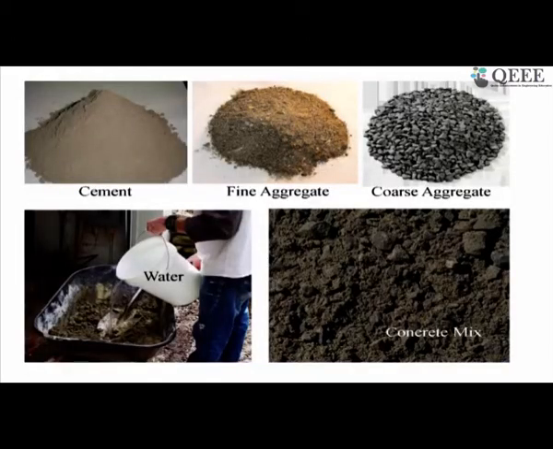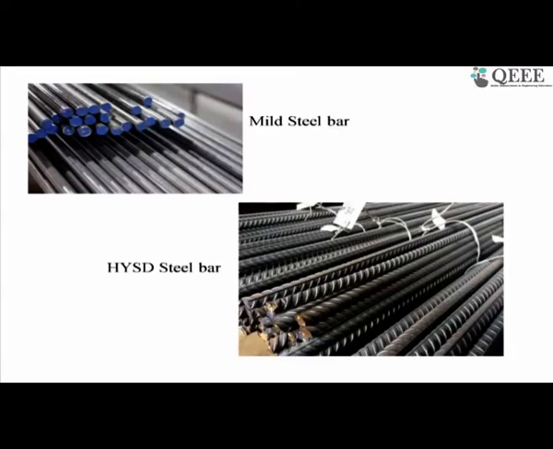Now I would like to spend 2 slides on concrete. I believe that you know what concrete is and how to prepare it. It's a proportionate mixture of various ingredients. We have cement, fine aggregates, coarse aggregates, then water, and then we mix all of them together to get the concrete. And then we have steel bars. Mainly we have 2 different kinds of steel bars. One is mild steel and another one is high yield strength steel. We'll discuss their properties in detail, but these are the main 2 bars used in reinforced concrete structures.